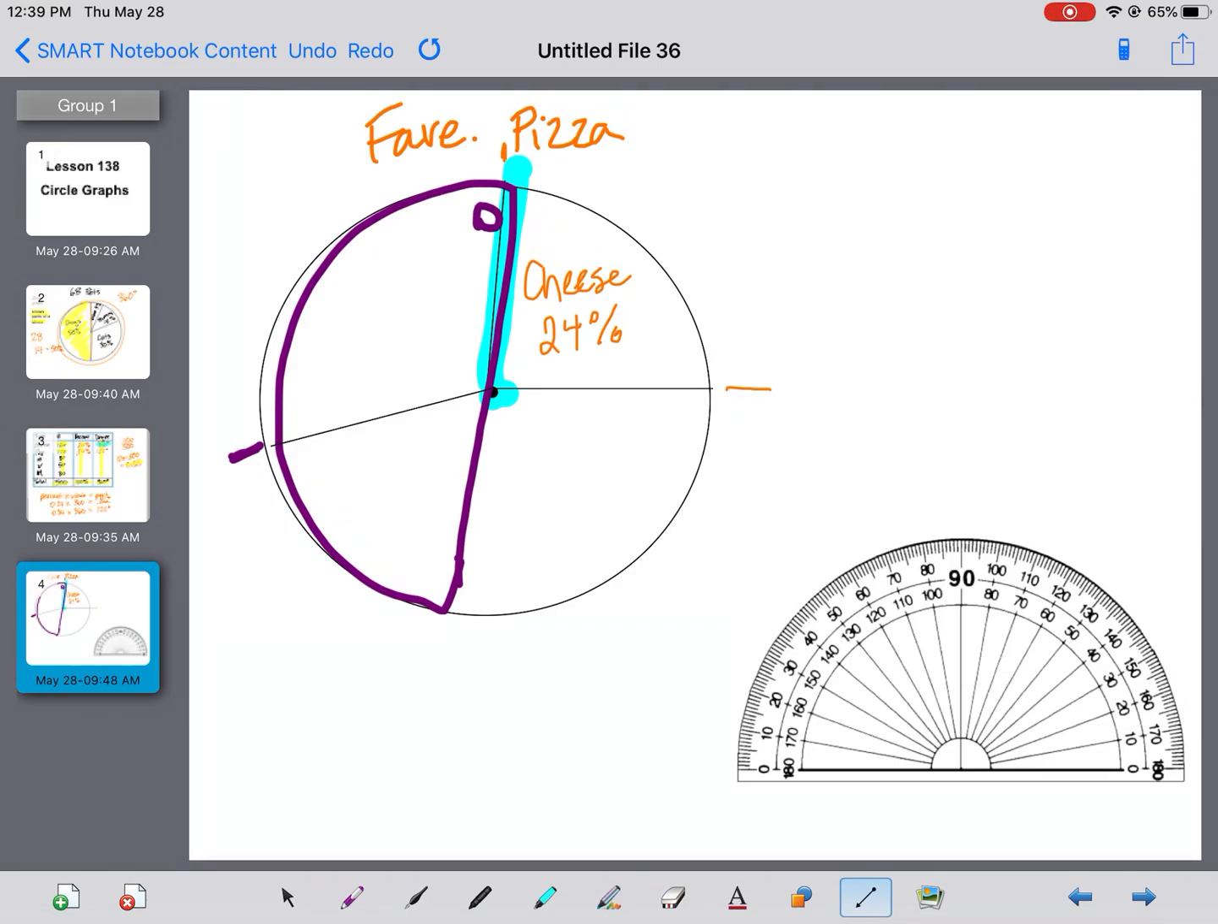All right, and then if you keep doing that, you should end up with a full 360 degrees for your circle graph. If it doesn't make a ton of sense, you can always video call me and I can show you on an actual piece of paper. That might be a little bit easier for you to see, but hopefully you can figure it out without my help. But if you need my help, please call me. And that's everything for today.